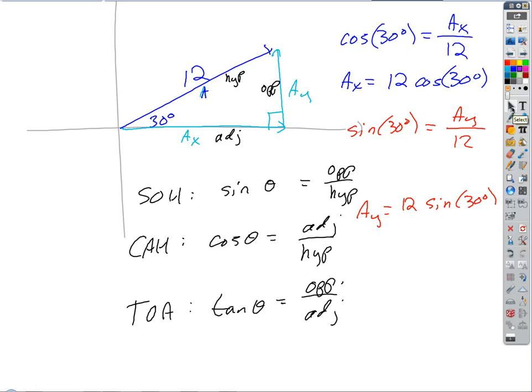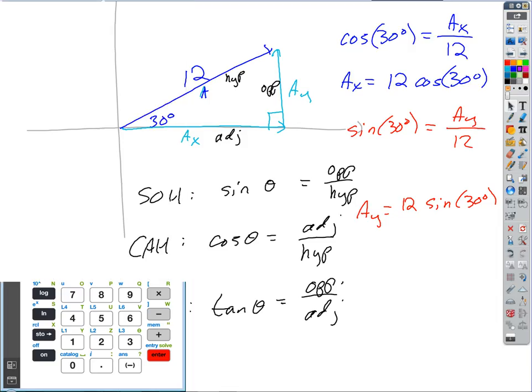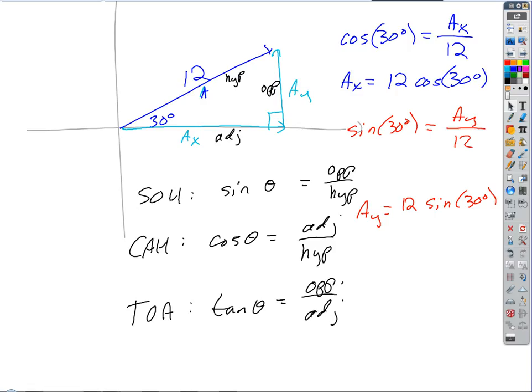Okay, so let's go back to our calculator. Let's calculate that one. 12 times sine 30 degrees gives us that, right? 6. Okay, so now we know the lengths of these two parts of the right triangle.